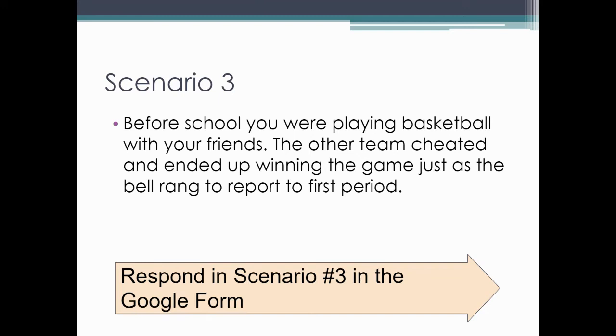But maybe you were playing some sort of game. You were playing a game on your phone. You were talking or texting with your friends and something happened. But anyways, there's some scenario where the other team cheated, did something dishonest, and they ended up benefiting or winning the game just as you had to go to first period. So your scenario now is, do I react now or do I go to first period, right? So write some reactive solutions here and then write a couple proactive ones as well. And pause the video and complete scenario 3.